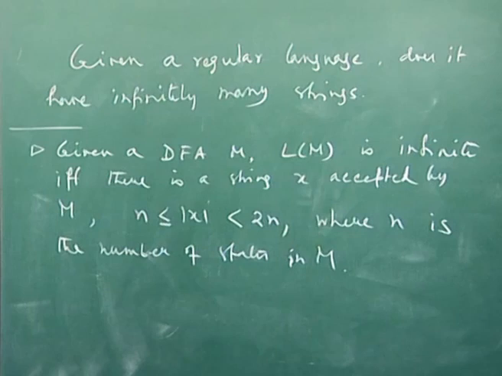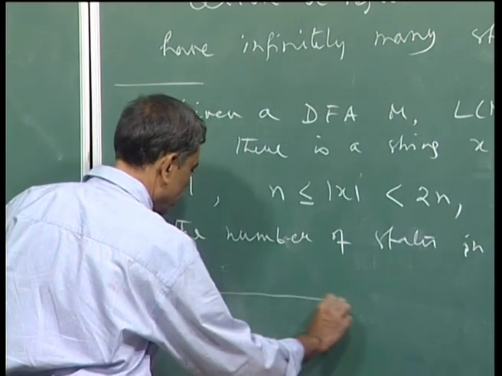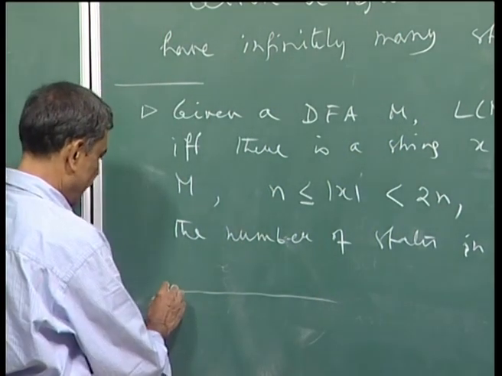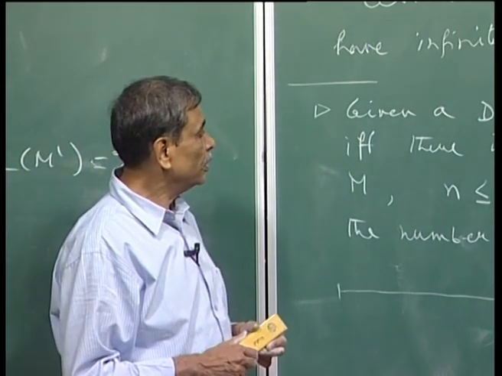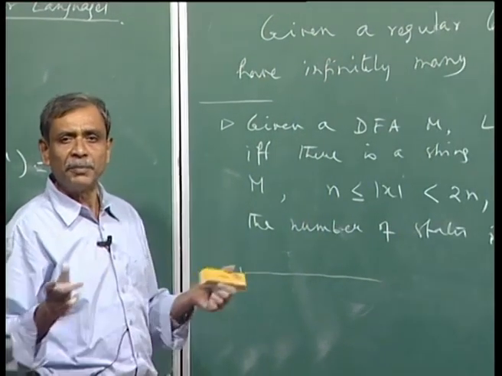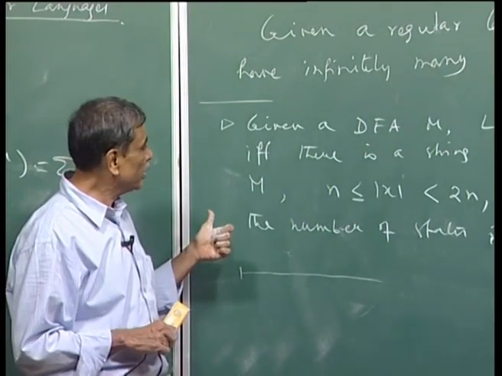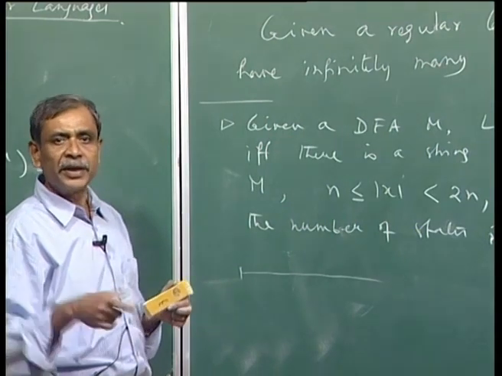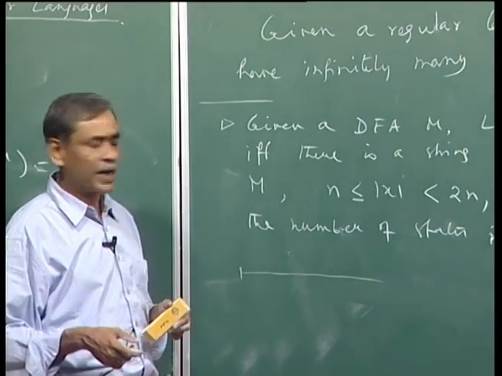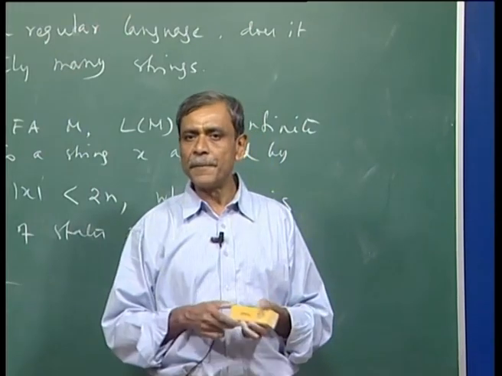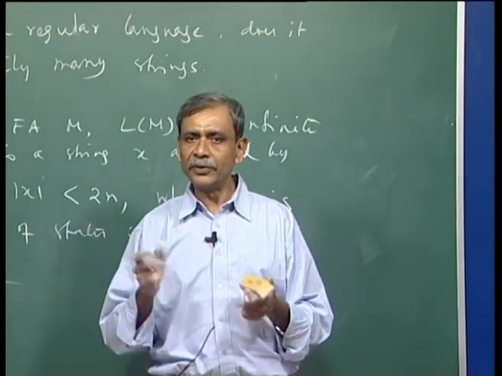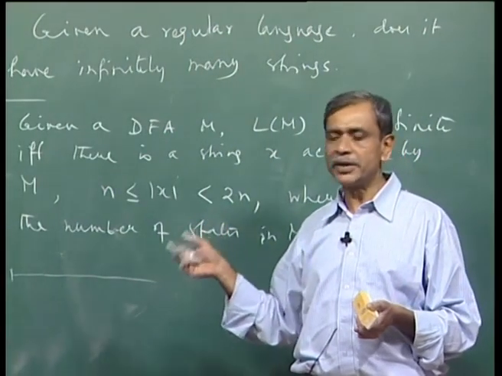So, remember M is a DFA, and let us say it has n states. Now, let us suppose you take a string. We know that any string whose length is greater than or equal to n, and which is accepted by M, the pumping lemma proof shows that such a string can be pumped an infinite number of times. Each time I pump, I will get a new string different from the previous strings. So, just by pumping, I can generate infinitely many strings from that one string.